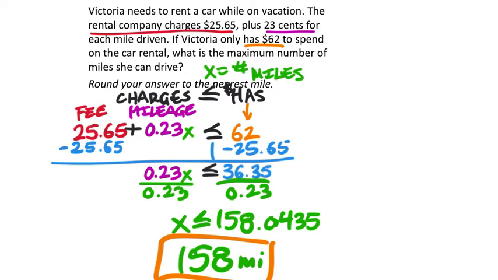And once you realize that this is a maximum amount, even the wording says it, then yeah, she'd have to drive something less than this. Of course, she could drive it equal, but something less than that.